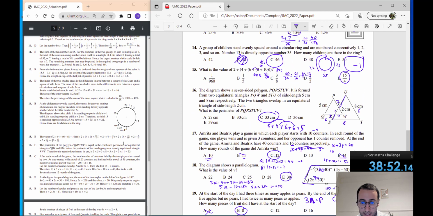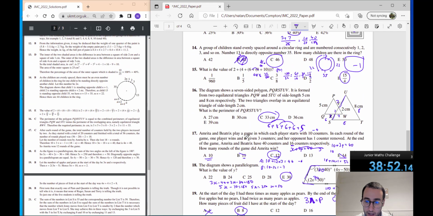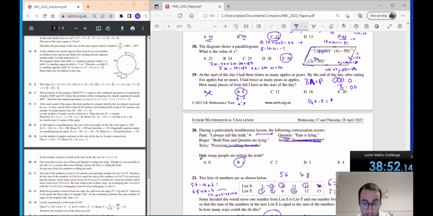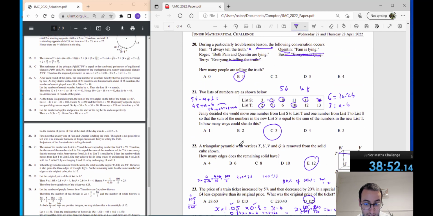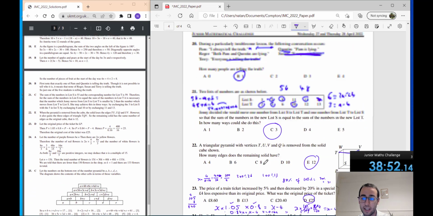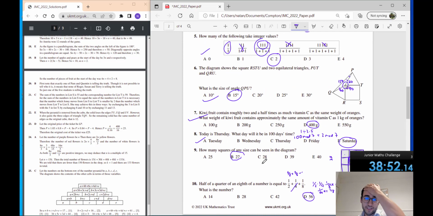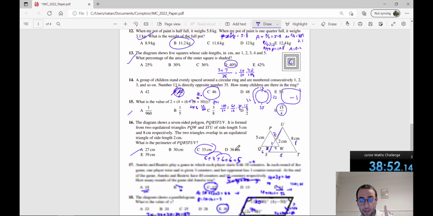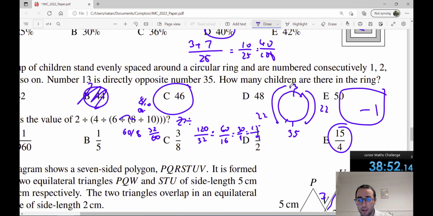15 is E, 16 is C. So, yeah, that's right. 17 is C, 18 is E, 19 is B, 20 is B, 21 is C, 22 is E, 23 is D, 24 is A, and 25 is C. Yeah, okay, good, fun. Absolutely fuming about this one because I knew it was 22 and 22. There were 22 on each side, but that included it.